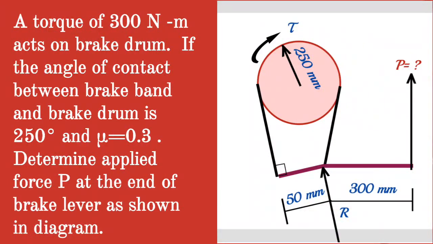Given question: a torque of 300 Newton meter acts on a brake drum. If the angle of contact between the brake band and brake drum is 250 degrees and mu is equal to 0.3, determine the applied force P at the end of the brake lever for the position shown in the diagram.